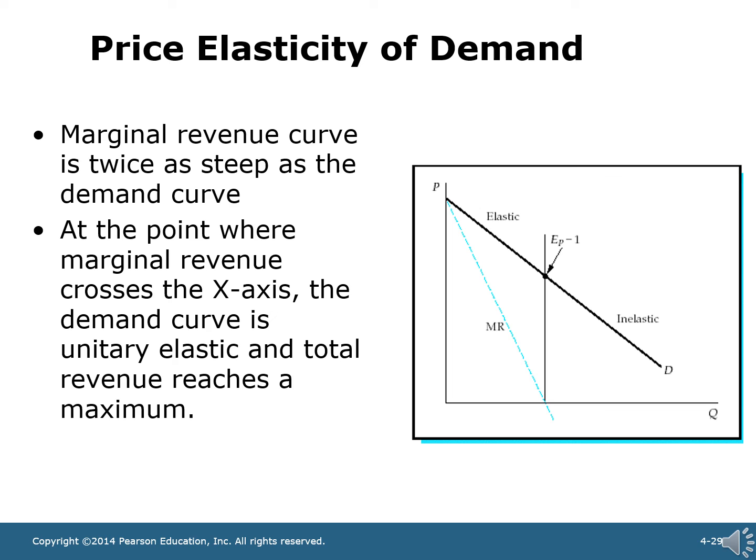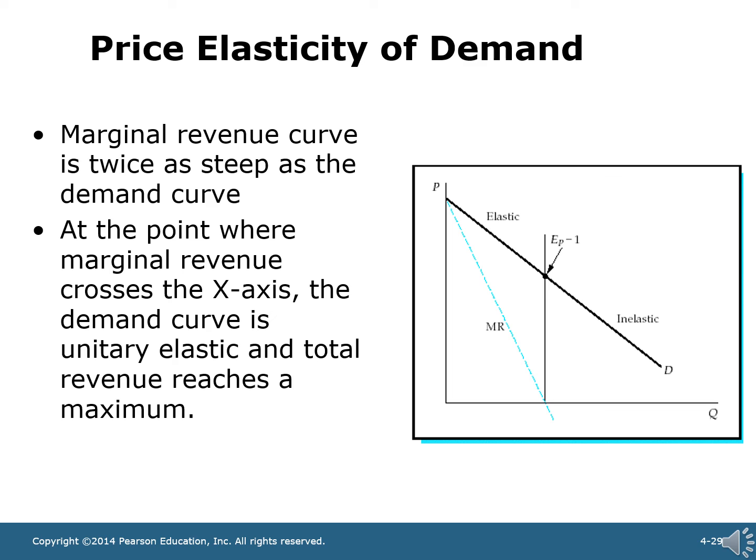If you look at table 4.4, the demand schedule, the marginal revenue for when the price is $4, so there's 28 units being sold, marginal revenue is -10, so it's going to be far below the x-axis.